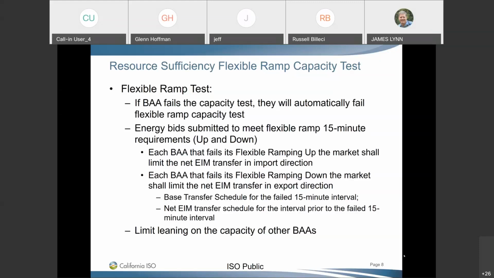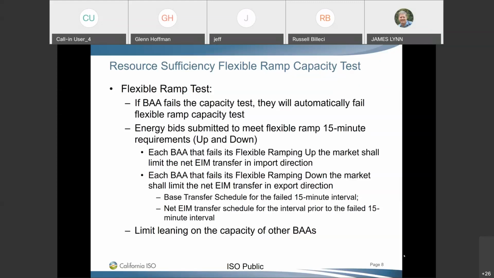So if we have determined that you failed the flexible ramp up and your base transfer shows you have 100 megawatts coming in, and the net transfer for the interval before, interval 4, showed it was 80, then we will limit your transfer capability to the 80 megawatts. And that means you can't transfer any additional megawatts in. You still honor your base transfer, but you can't transfer any additional energy in.